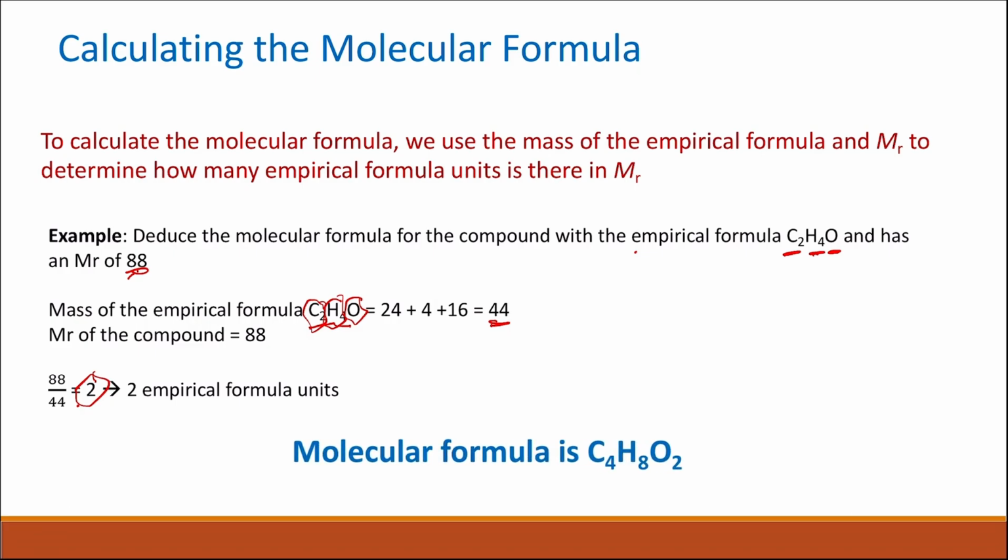So the molecular formula is C4H8O2. So we have to multiply the empirical formula by 2 because there are 2 empirical formula units within the molecular formula.